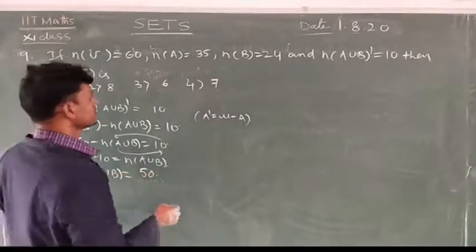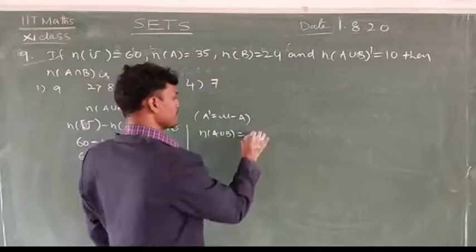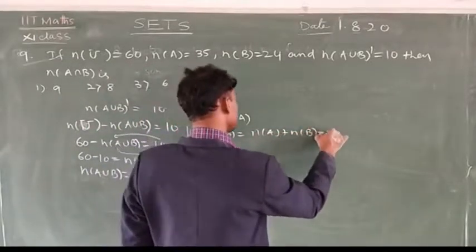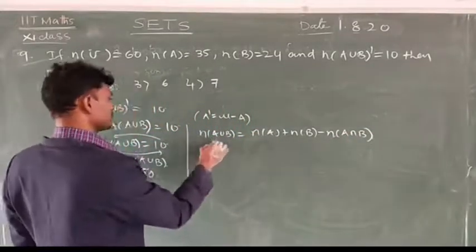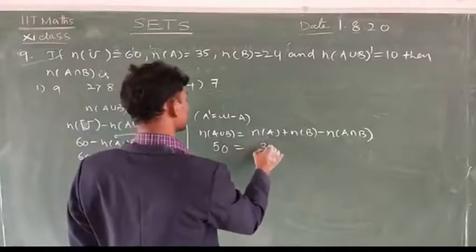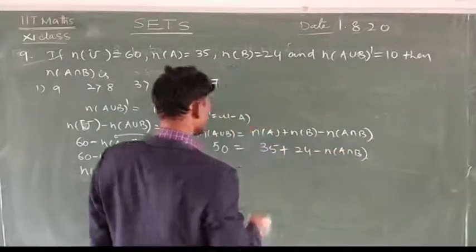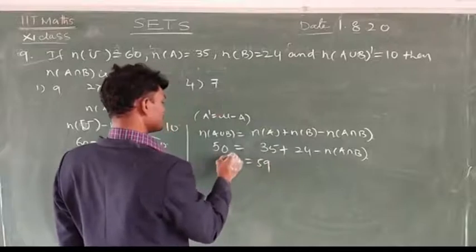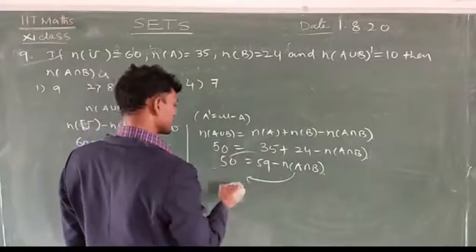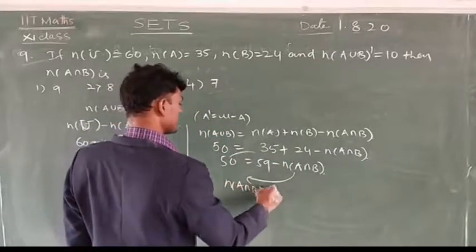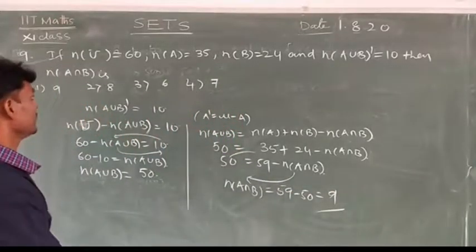Now we have to find A intersection B, simply using the formula n of A union B is equal to n of A plus n of B minus n of A intersection B. Already we know that n of A union B is equal to 50, n of A is equal to 35, n of B is equal to 24 minus n of A intersection B. Now this is 59, this is 50, then n of A intersection B. Now this one send to this side and 50 send to that side. n of A intersection B is equal to 59 minus 50 is equal to 9. 9 means here first option again.